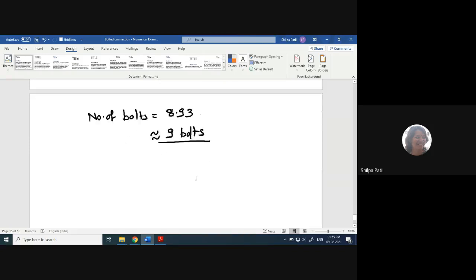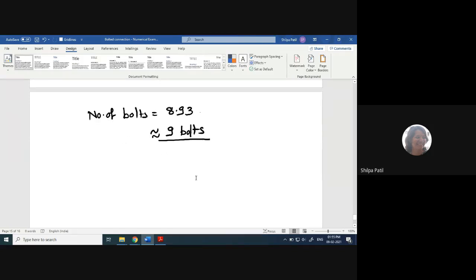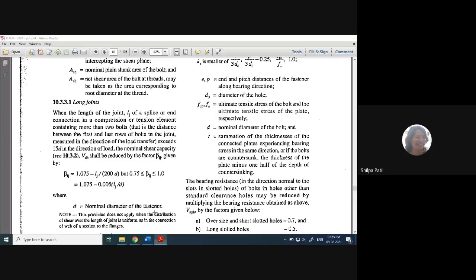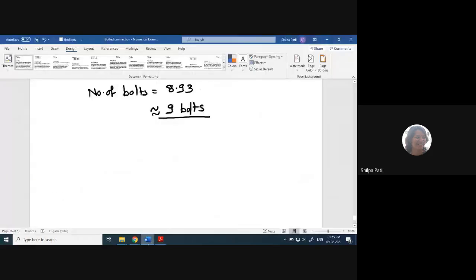Have you understood the design steps? Yes, ma'am. Okay. You cannot apply the long joint check unless you know how many bolts you are going to provide. So after completion of the entire calculation, after finding the number of bolts, you need to go for the long joint check.